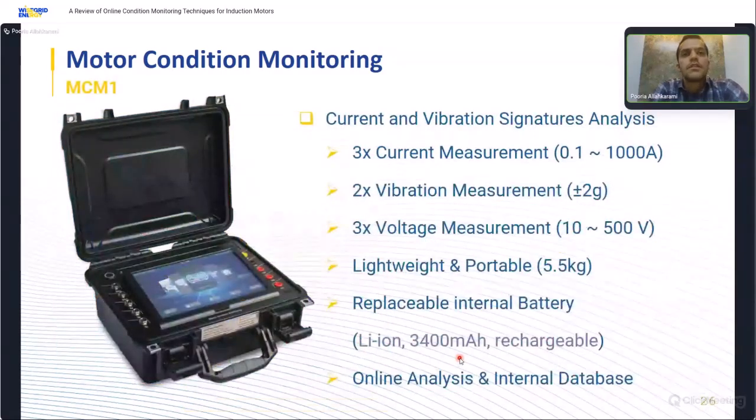The device described here is called the MCM1, or the motor condition monitoring system, which diagnoses motor faults by analyzing both current and vibration. This device is equipped with three current measurement inputs and three voltage measurement inputs and can simultaneously sample voltage and current, and also has two vibration sensor inputs for vibration analysis. The device is battery operated, making it easy for on-site measurement and analysis.